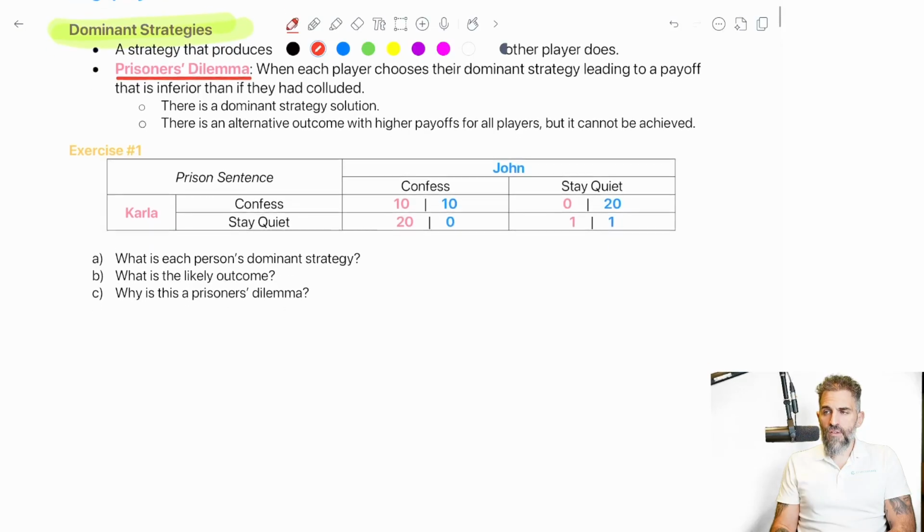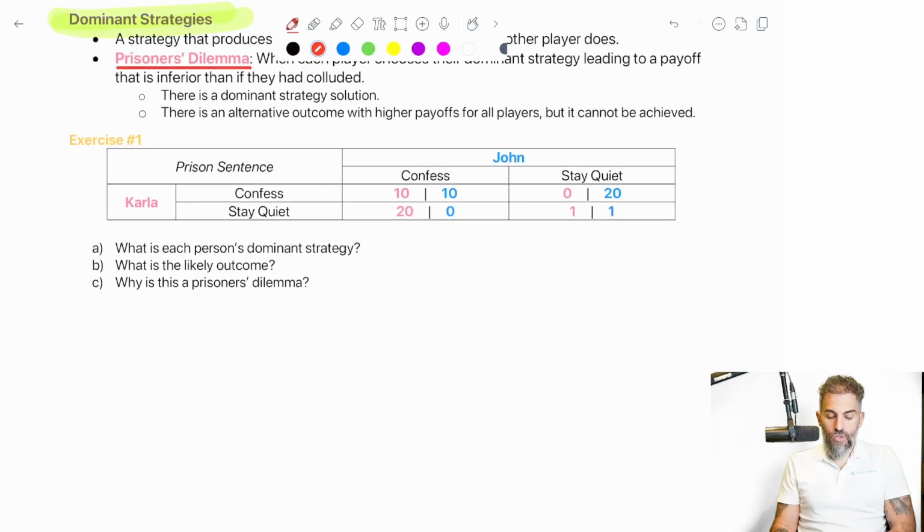In order to figure out if you have a dominant strategy, there's a couple of ways you can do it, but I highly suggest some visual ways. So for instance, you could do this. For John, if he confesses, right, what should Carla do? If John confesses, Carla can either confess as well, she would get 10 years in prison, or she could stay quiet and she would get 20 years in prison. So she is better off confessing. If John confesses, she should also confess.